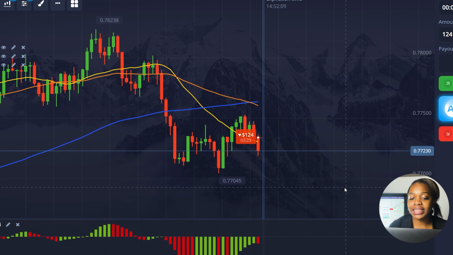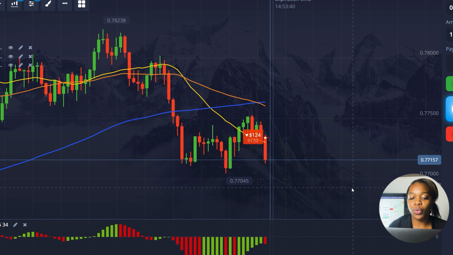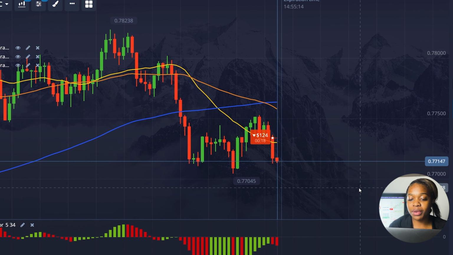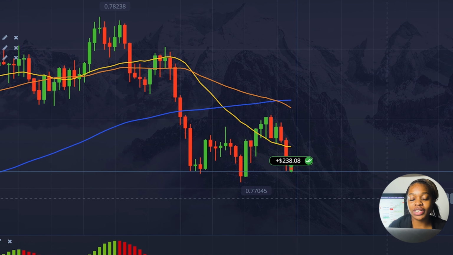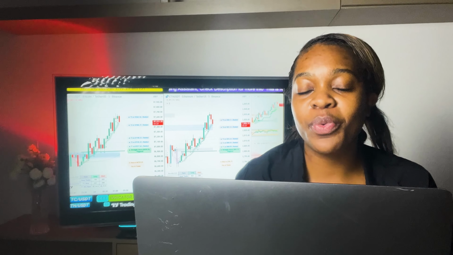So the scenario is clear and structured. Therefore, we wait for the trade to close. And my trade brings me a positive of $238. Perfect. We are right on plan.